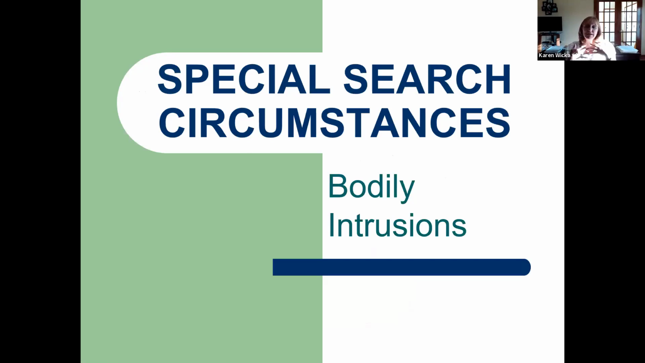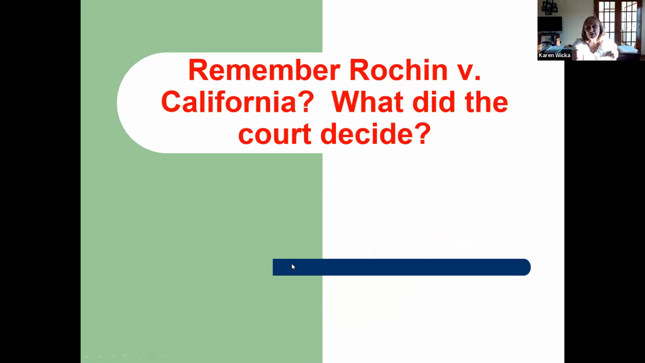So these are when you're conducting a search, but there are some special considerations that you have to keep in mind. The first one we're going to talk about is bodily intrusions. Okay, so you remember Rochin? We briefed that court case, Rochin versus California. They broke into his house, went to arrest him. He swallowed the pills. They forced him to regurgitate the pills.